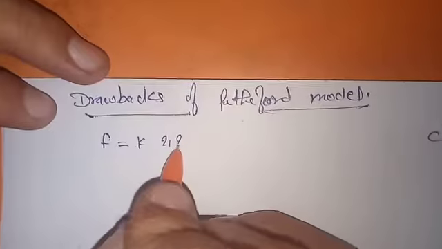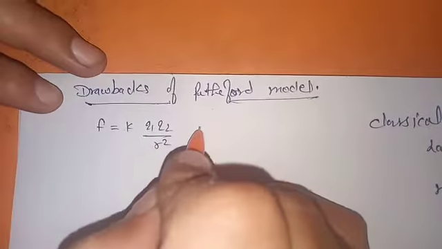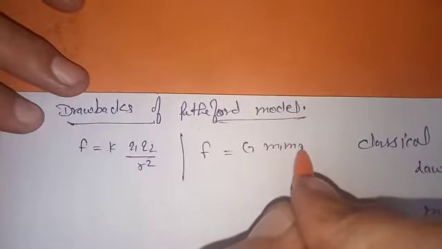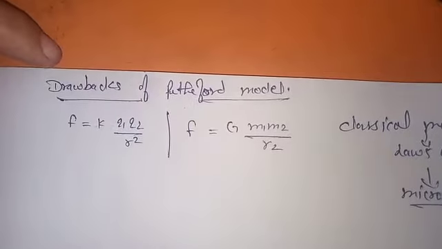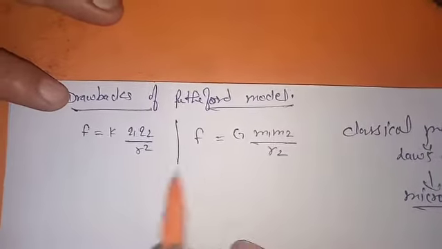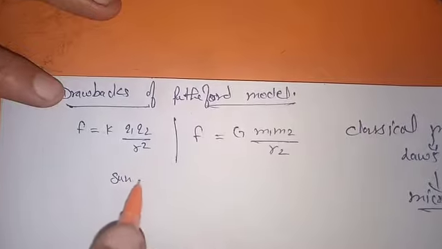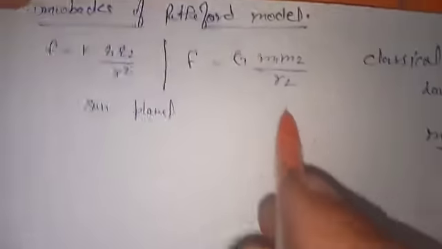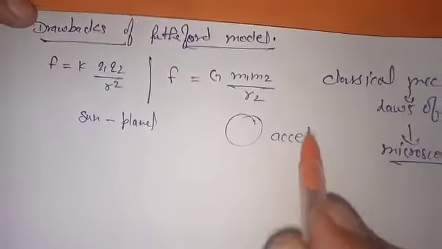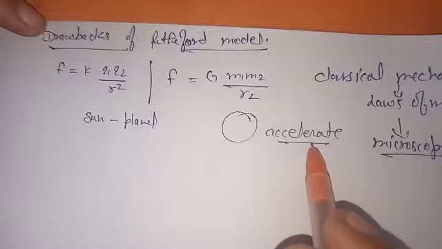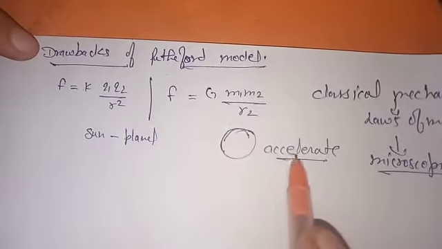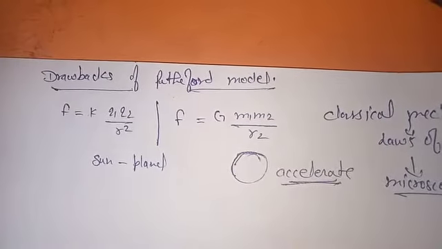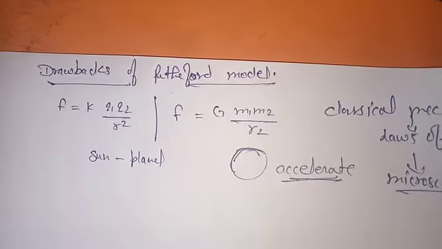will be given by K q1 q2 divided by R square, and gravitational force is given by G M1 M2 divided by R square. So if this model is compared with the sun-planet system, then if something is moving in a circle, it must accelerate. Why? Its speed is constant, but it is accelerating, because its direction is changing every second. If direction is changing, velocity is changing, so there is acceleration.